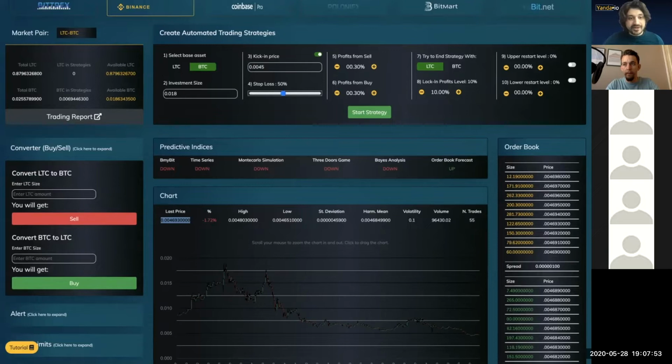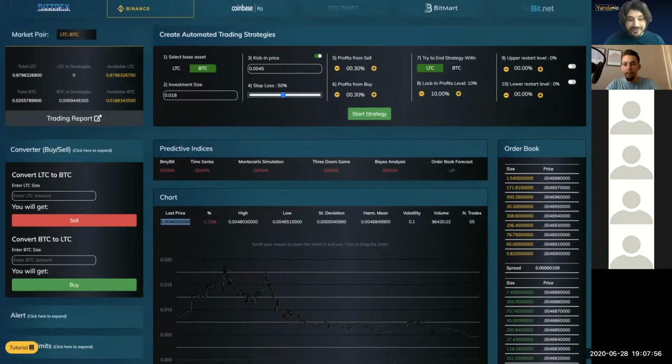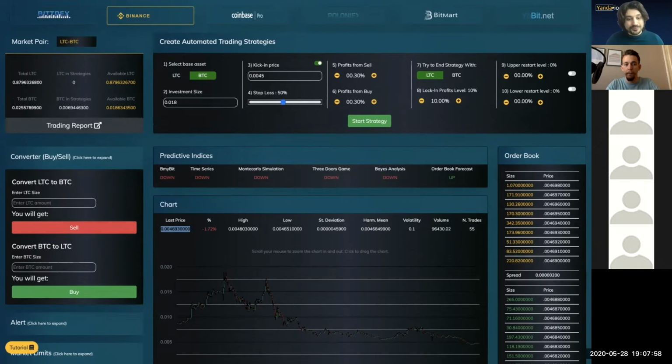Last price in a market pair is very important. If you set the kicking price at a higher price, it means that you're not going to get a great deal, are you? So the kicking price, for many obvious reasons, should always be lower than the last price, especially in the case you want to buy Litecoin with Bitcoin. So you're not going to lose money when you start the strategy if the kicking price is lower than the last price. For this time, we don't want to wait for the strategy to start at a certain time in the future, so we're not going to set the kicking price.